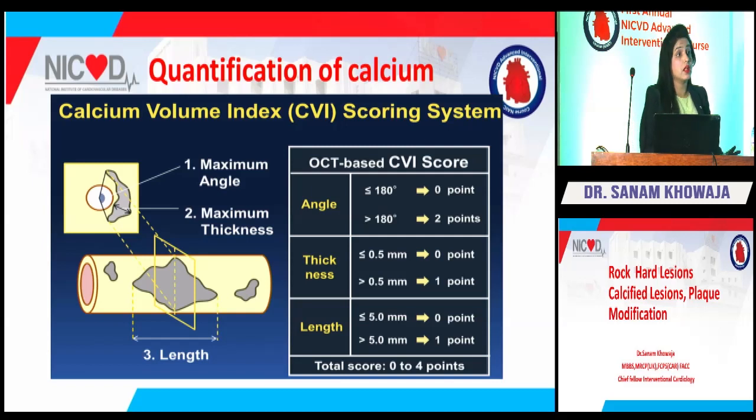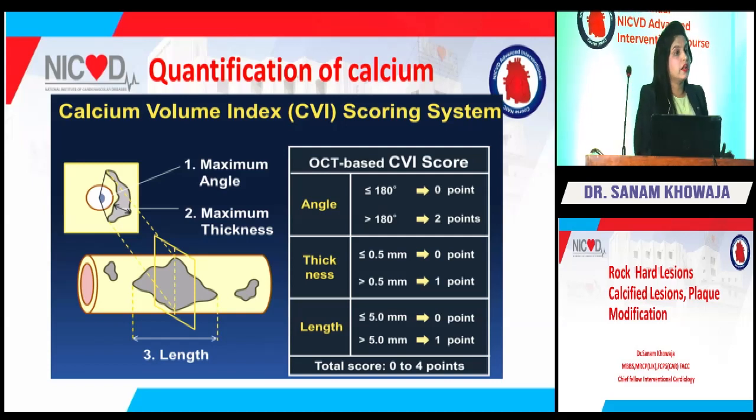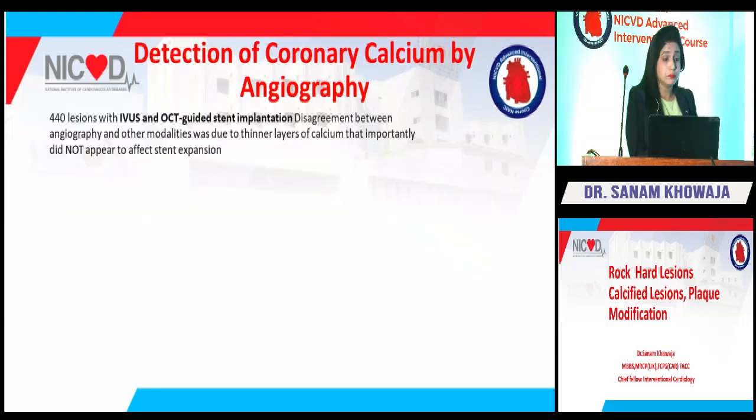We see 3 things: the angle of the calcium, the thickness of the calcium, and the length of the calcium. So any angle of the calcium which is greater than 180, it's given 2 points. The thickness is given 5. More than 5 mm is given 1 point, and the length is given 1 point.